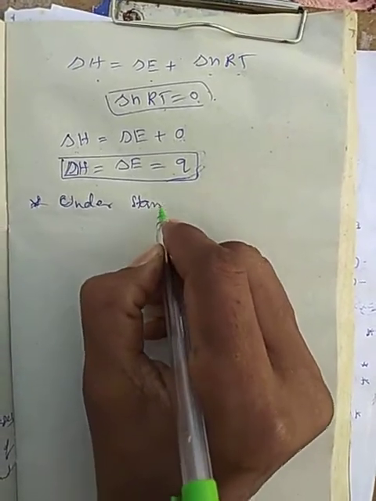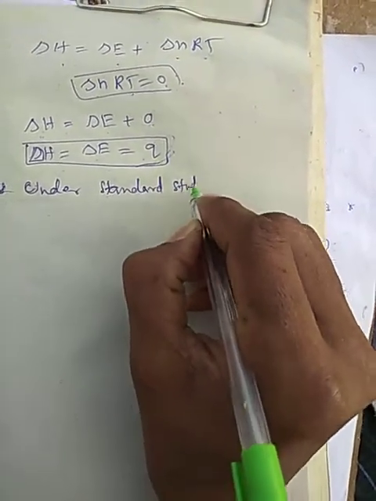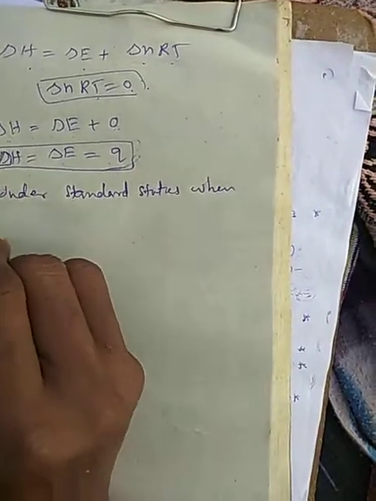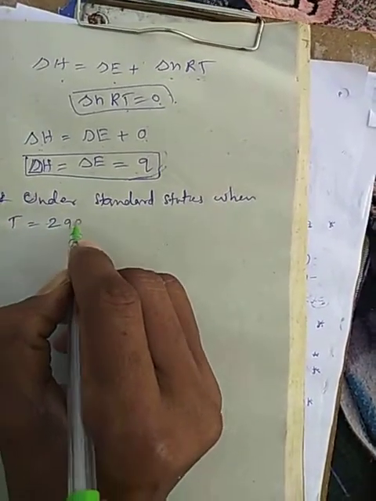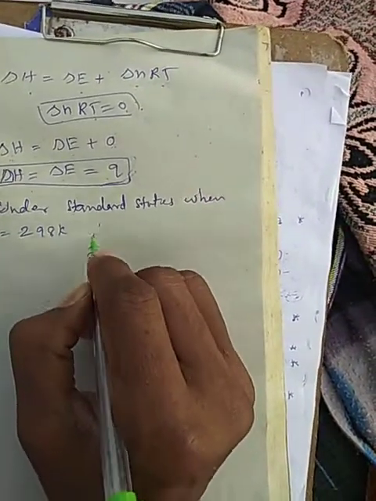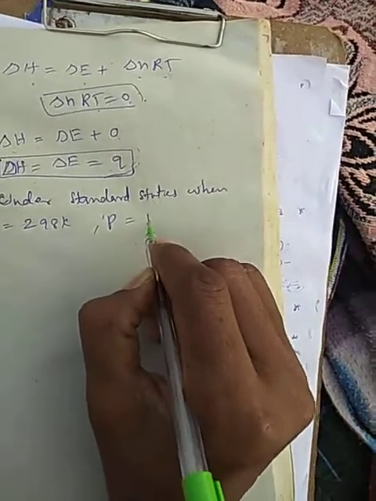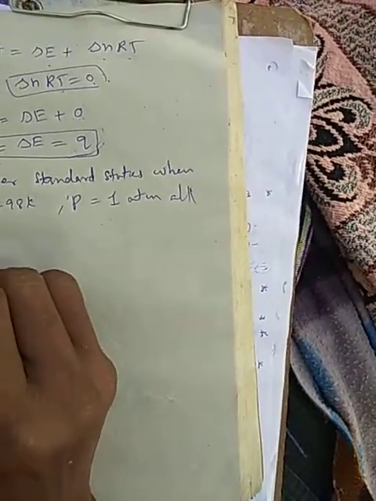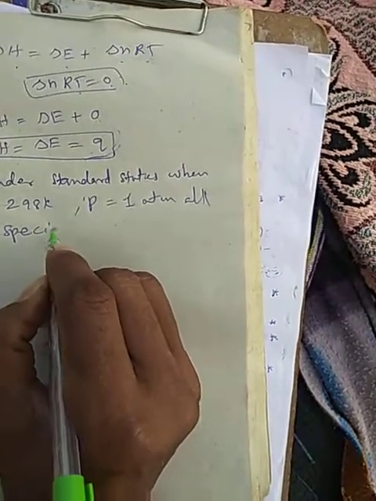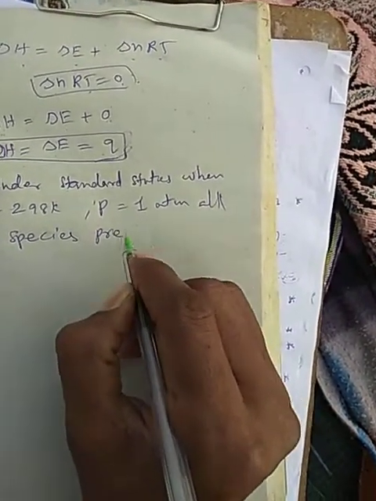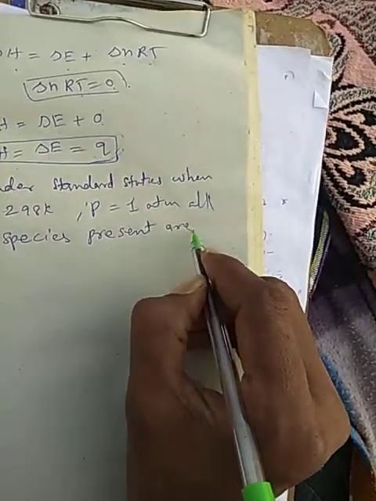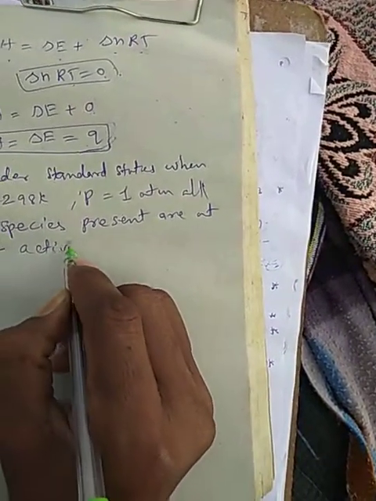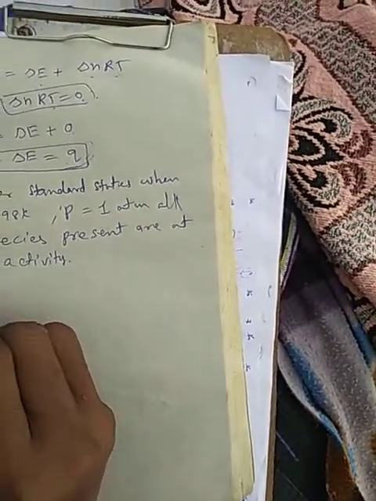under standard state, when temperature is 298 Kelvin, pressure is 1 atmosphere, and all the species present are at unit activity. Unit means 1.